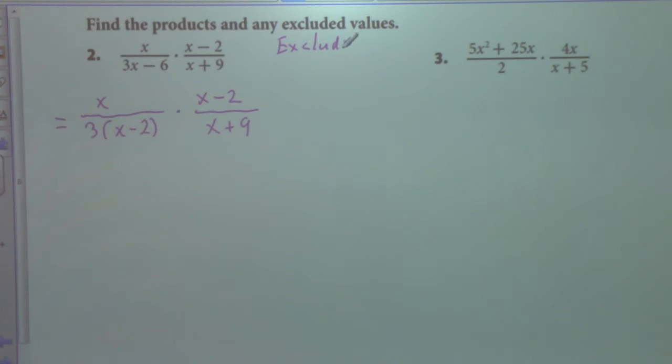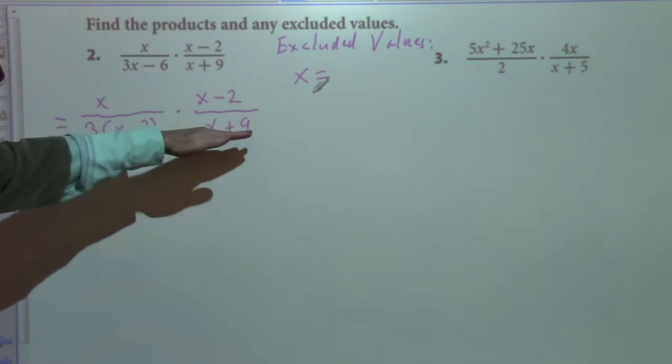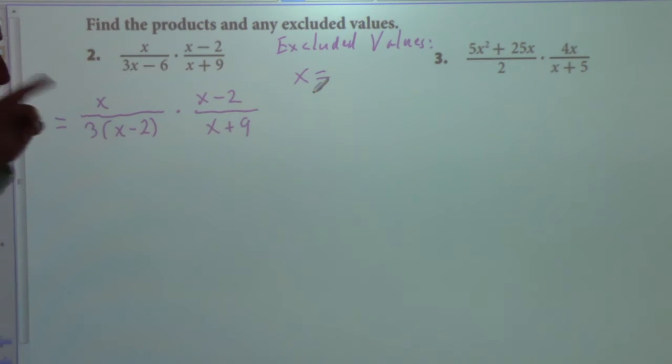So what are the excluded values for this here? X cannot equal 0? Someone said 0 because of the x up here, but what do we have to worry about here? Just the denominator, right? That's a good clarification.